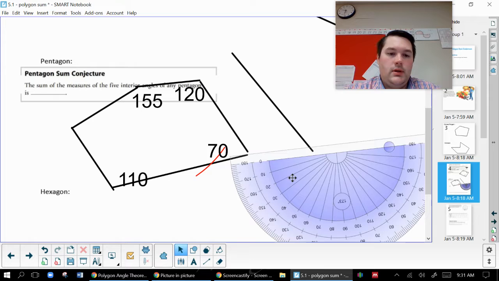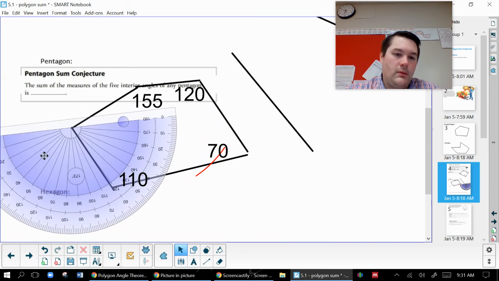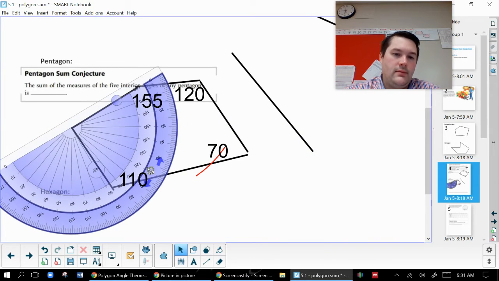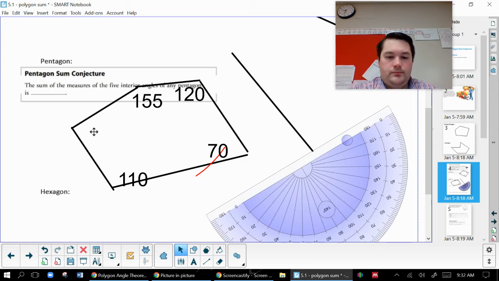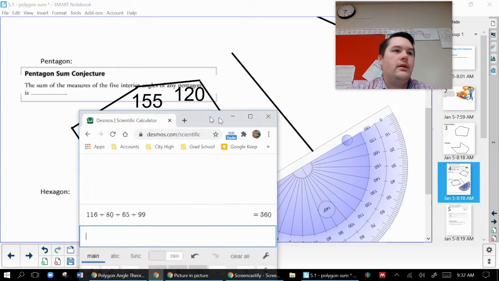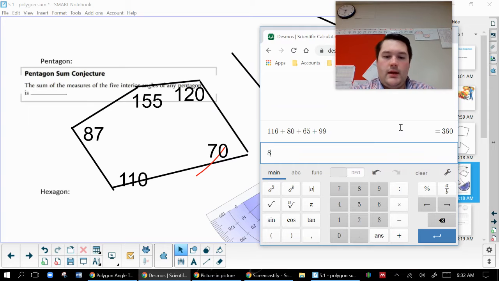And our last one here, doing pretty good at getting these at least to nice multiples of 5, except for that one. That one looks to be, we're on the outside scale here, so 87 or so. So I'll bring back the calculator here. So we've got 87, 155, 120, 70, and 110.